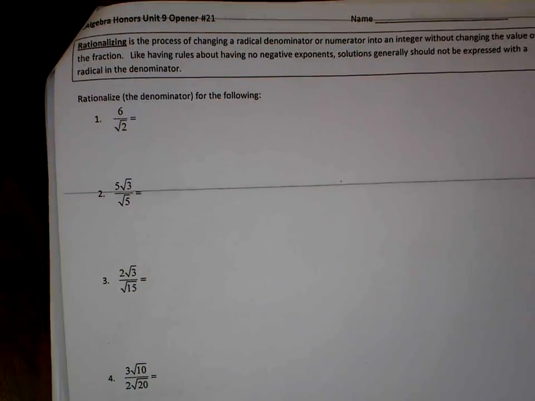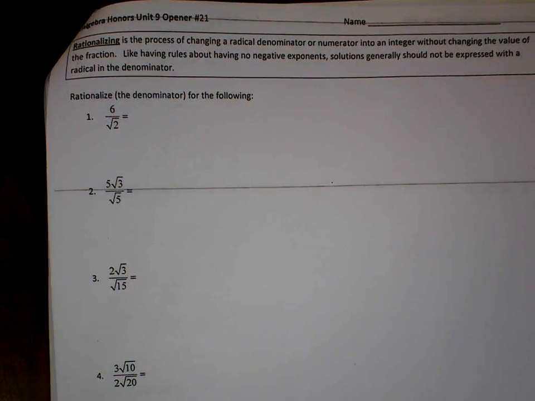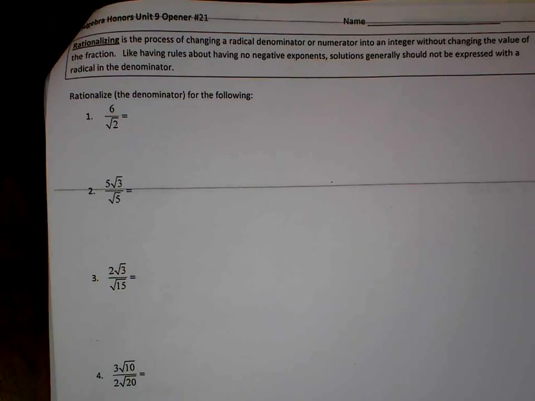Alright, so this one is focused on rationalizing. The idea of rationalizing is the process of changing a radical denominator or numerator, mostly denominator, into an integer without changing the value of a fraction. Just like we had rules about no negative exponents, solutions should not be expressed with square roots in the denominator. So we need to figure out how to get things out of the denominator.